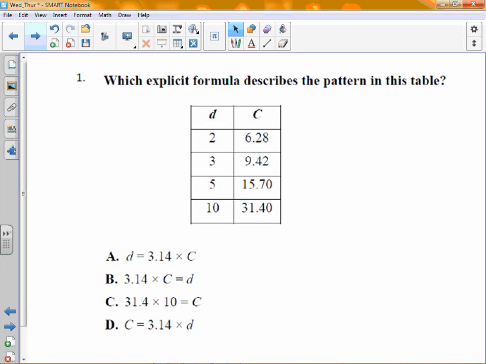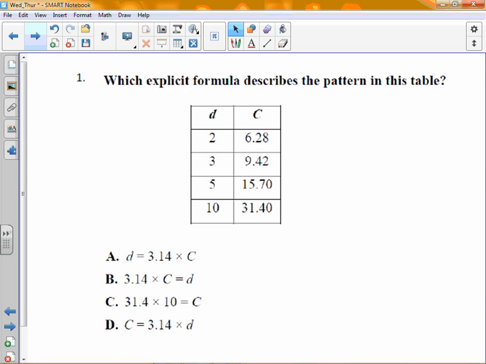On that one sheet of paper, the work goes on there, and even for a problem like this, guys, every single problem you can write some work for. Okay, this is number 1, day 3. It says which explicit formula describes a pattern in this table?